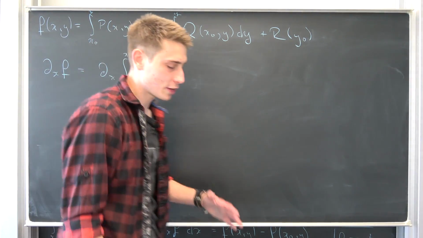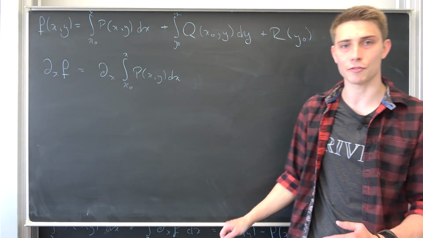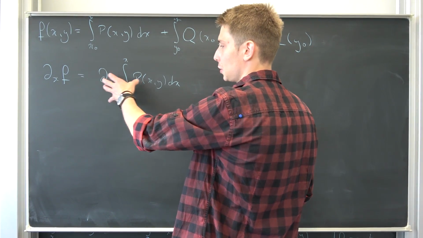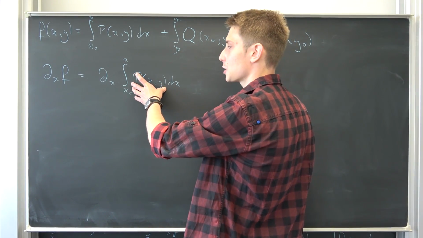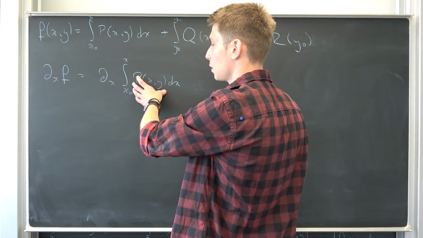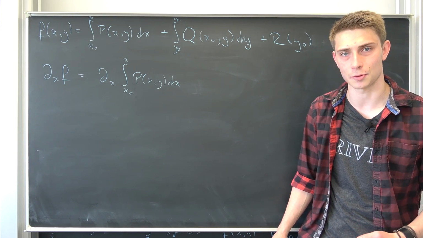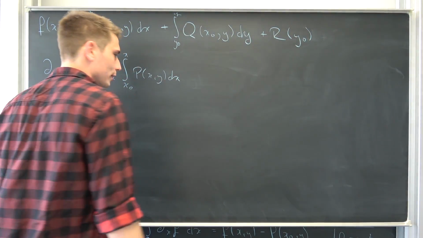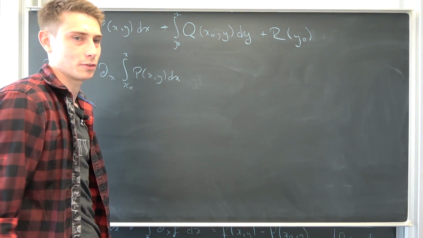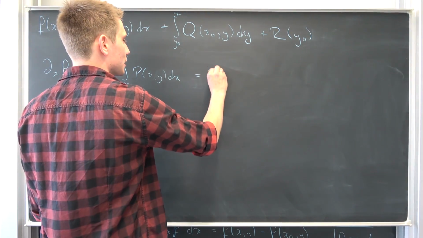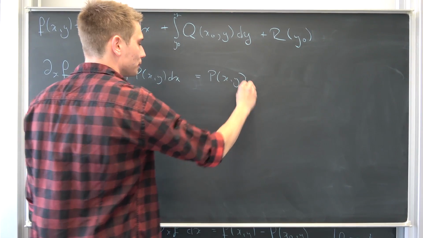Now there's something called the fundamental theorem of calculus. Maybe you have heard of it before. But if we now apply this differential to this thing right here, we are just going to end up with p of x and y. This is just how the fundamental theorem of calculus actually works. So I don't think I have to state it right here. This is going to evaluate to p of x comma y.